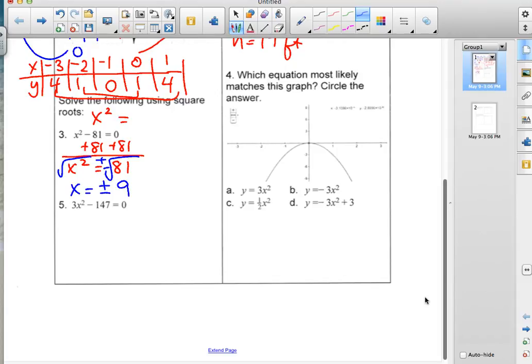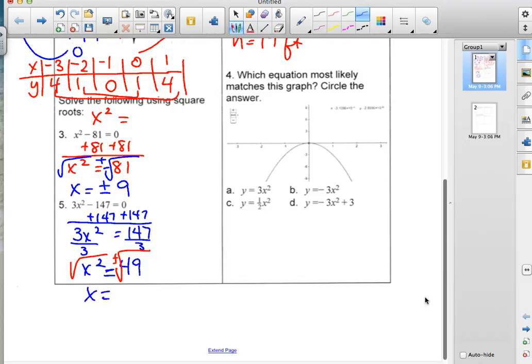Question 5 here. We have 2 things to do before we can square root. First thing is to add the 147 over. Second step would be to divide out the 3. And then the last step would be to take the square root. Again, I need plus and minus. So I end up with x equaling positive and negative 7.